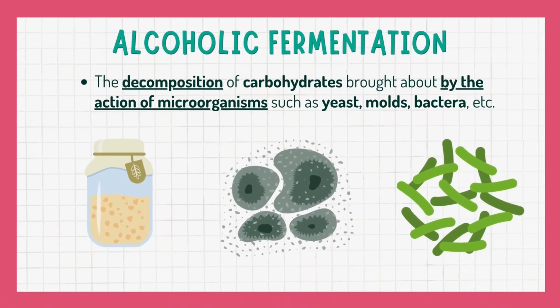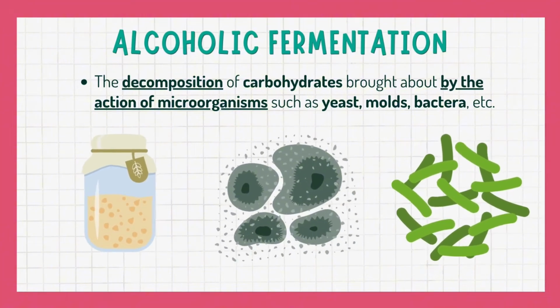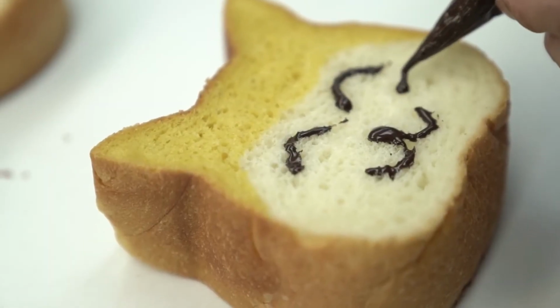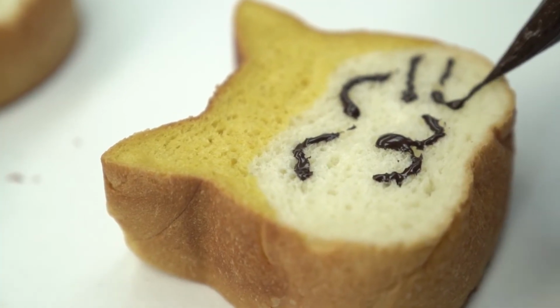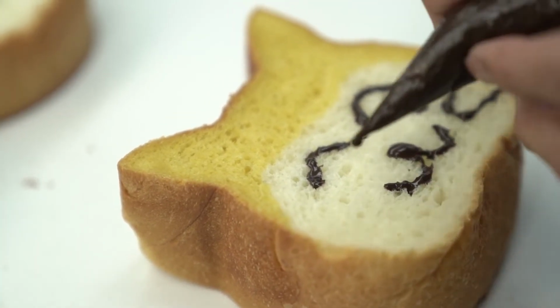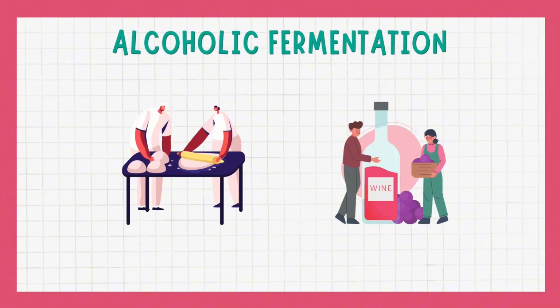Alcoholic fermentation is the process of decomposition of carbohydrates due to the action of microorganisms such as yeast, molds, and bacteria. Sugar used to make bread is converted to ethanol and carbon dioxide, which fills the dough and increases its volume. What are some other practical uses of alcoholic fermentation? If beverage production, such as beer and wine, along with bread making, crosses your mind, then that's correct.